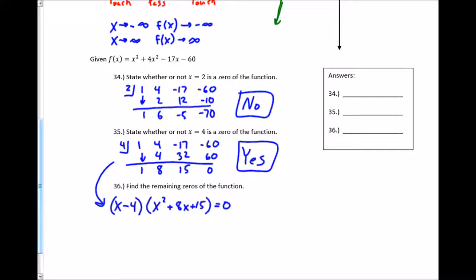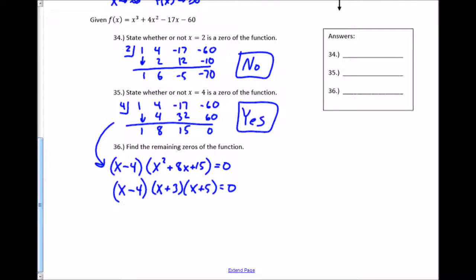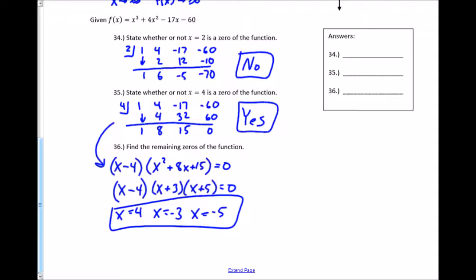And now I can set each factor equals 0, and I can factor this thing further. This factors into an x plus 3 and an x plus 5. So now I've taken something that I normally wouldn't be able to factor, and I've factored it into 3 binomials. Now I set each factor equals 0. X equals 4, x equals a negative 3, and x equals a negative 5. That's it, done and done.